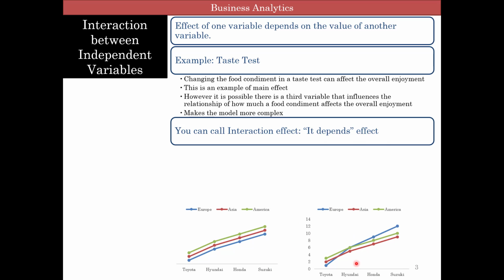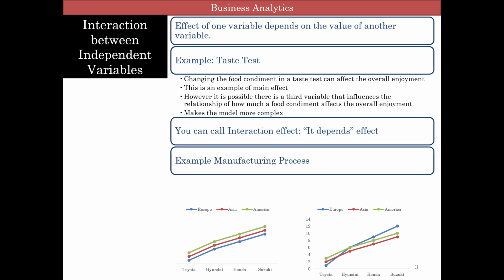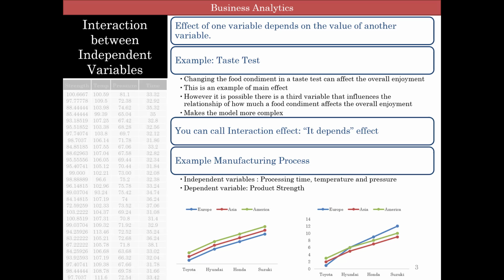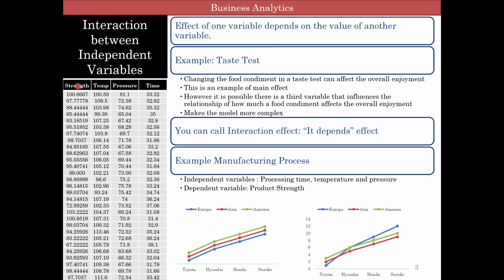And if we flip this where we have Europe, Asia, and America as the x-axis, and each of these lines as Toyota, Hyundai, and Suzuki, we would also see a different effect there. But this is the example of having no interaction versus having an interaction. So let's look at an example where we have this manufacturing process. We are looking at the product strength, and the product strength depends on temperature, pressure, and time. And we're going to look at how each one affects strength.